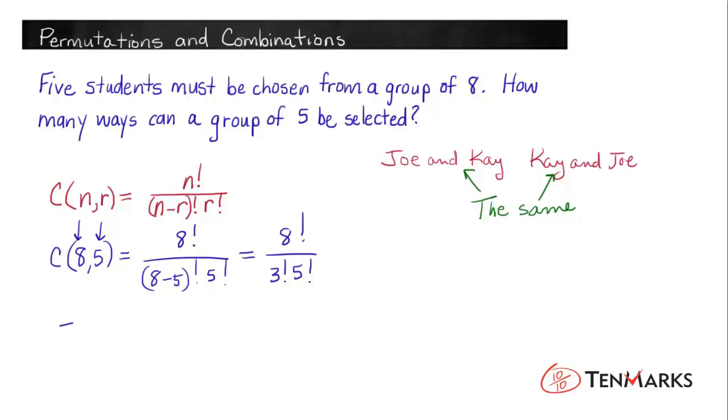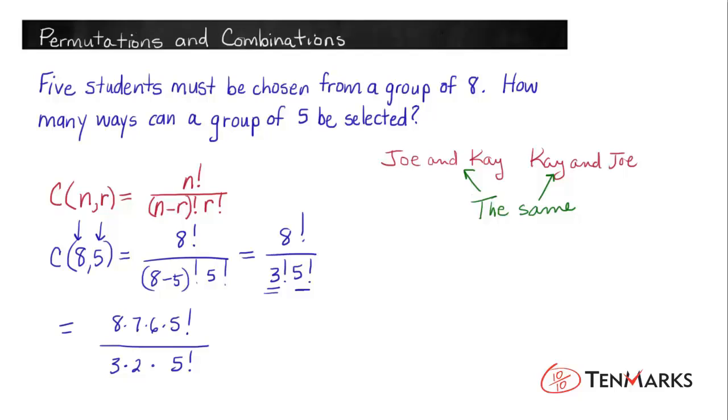So I'm going to come down here and write out 8 factorial as 8 times 7 times 6 times 5 factorial. I'm going to divide that by this 5 factorial. I'm going to place that here right under the 5 factorial in the numerator. And I'm going to write out the 3 factorial as 3 times 2. I'm not going to write the times 1 because that doesn't change anything.